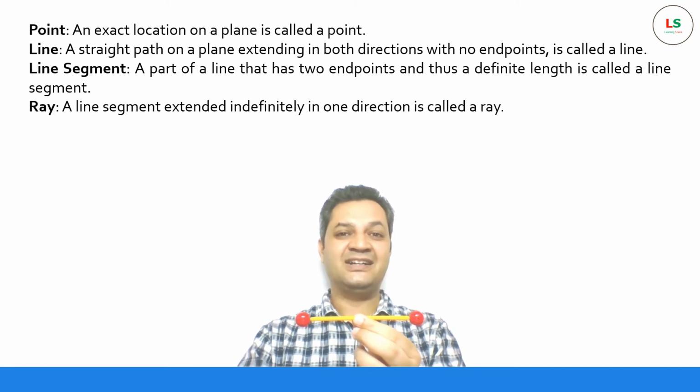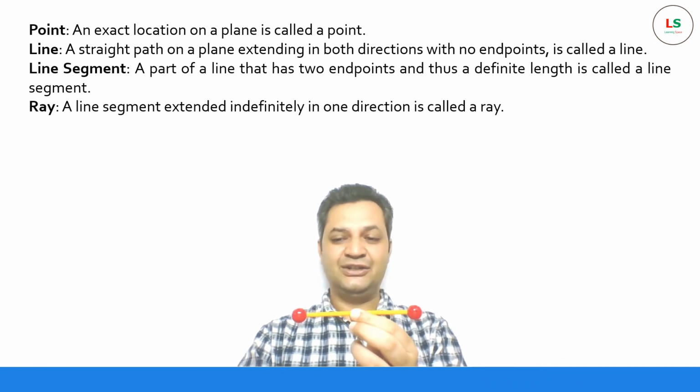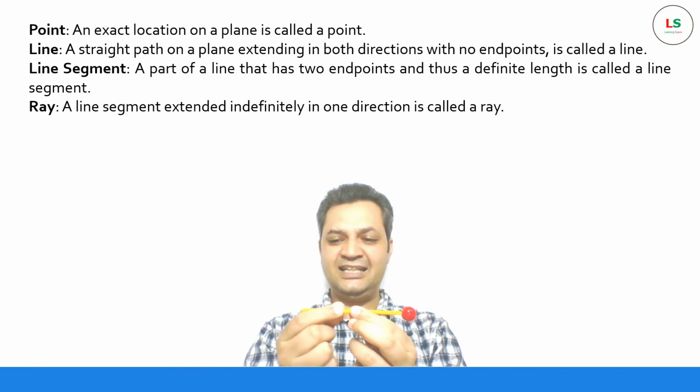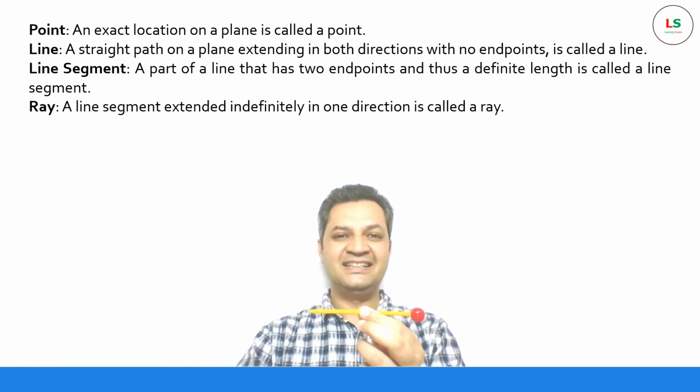Next we have ray. A line segment extended indefinitely in one direction is called a ray. So if we remove one of the spheres, it can be extended indefinitely. Isn't this interesting to be learned?